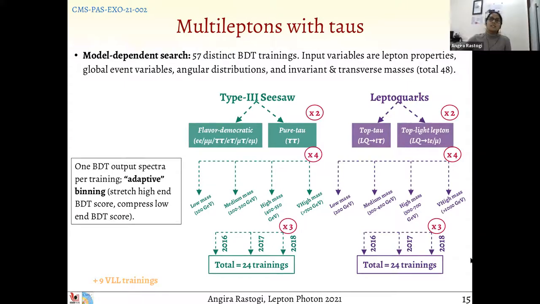Okay. Since the analysis is done separately for 2016, 17 and 18, and we only combine in the end when we are computing the limits, we wanted to have a completely independent structure all throughout, also to account for any reconstruction effects or any dependence on detector inefficiency or anything like that. So just to keep it completely unbiased, we kept three different trainings for the three years and just combined the whole result in the end at the datacard level. Okay, thank you.